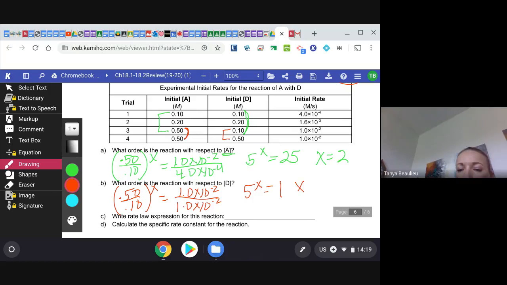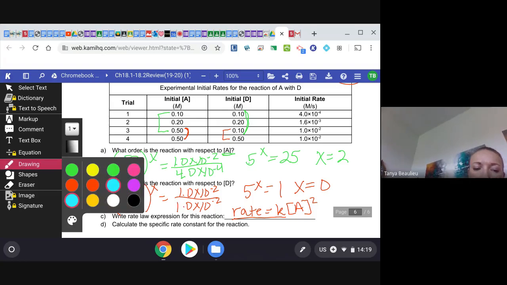When the rate does not change, you have a zero order reaction. 5 to the 0 power is equal to 1. When you have a zero order, you do not include that in your rate law expression. So this is just going to be A to the second power then. And don't forget, rate equals K. A lot of people are not typing that. They're just writing the A to the second power there. So rate equals K times A to the second power.